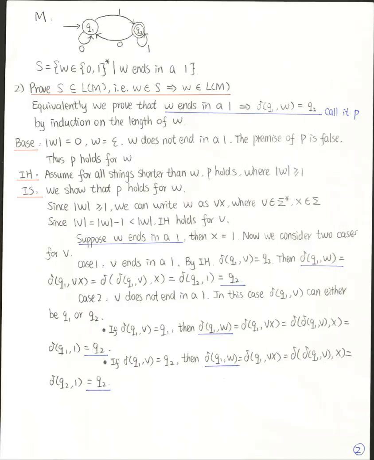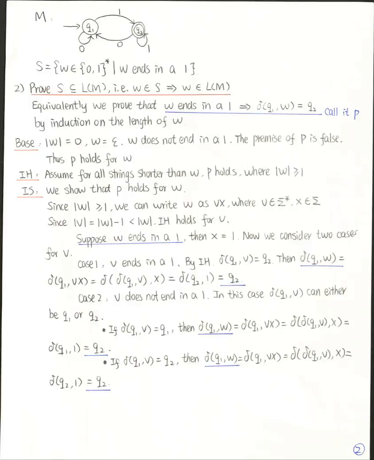I want to draw your attention to case 2. In this case, we know this property P holds for V. That means if V ends in a 1, then this machine will end in Q2 after reading V. This whole property is true. But if the premise of this property is false, then we don't know if the conclusion is true or not. So in this case, if V does not end in a 1, we don't know if this machine is going to end in Q1 or Q2 after reading V.